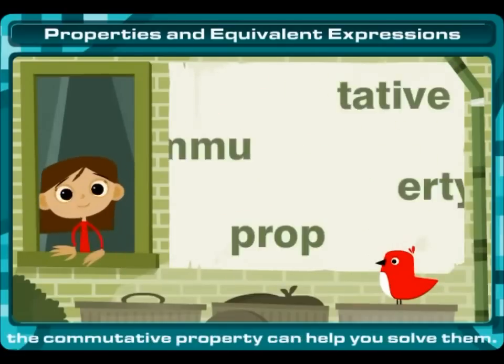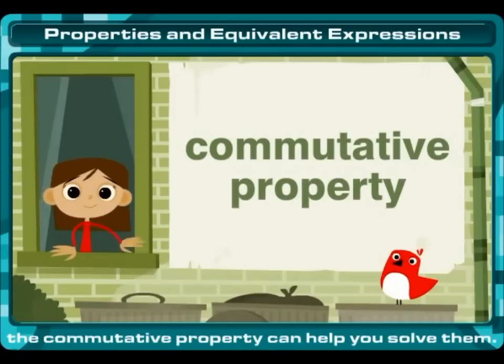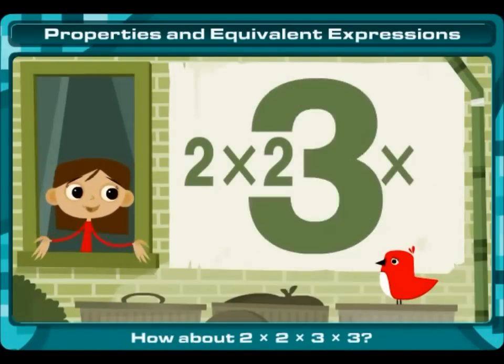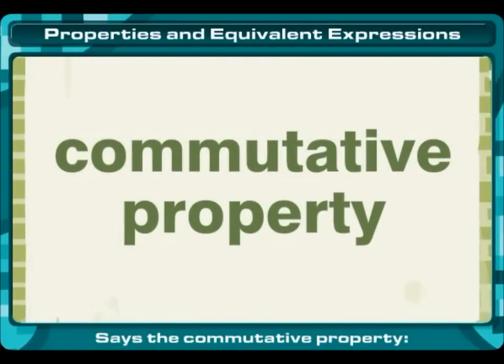Some problems, the commutative properties can help you solve them. What kind of problems do I mean? How about 2 times 2 times 3 times 3? The commutative property.